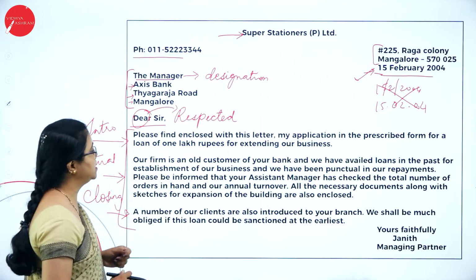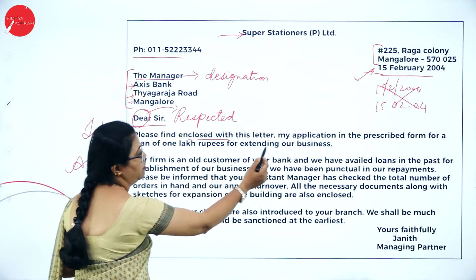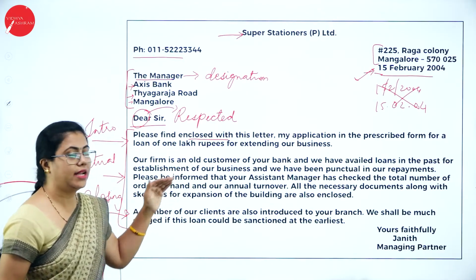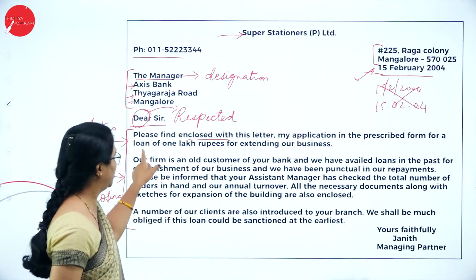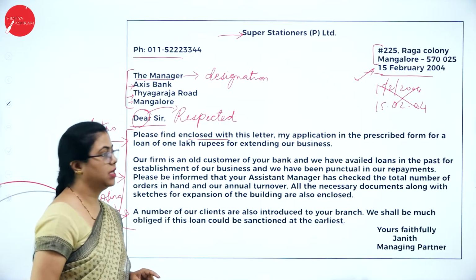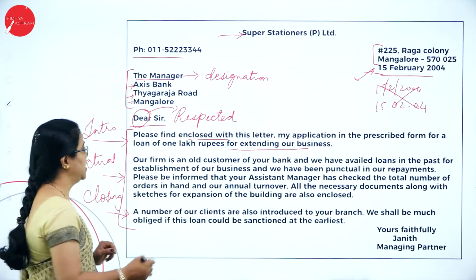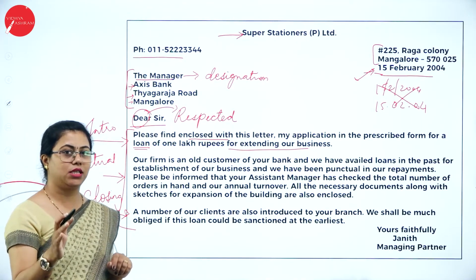So here, please find enclosed with this letter, so he is enclosing something, my application in the prescribed form. The bank itself has a prescribed form in order to apply for a loan of 1 lakh rupees for extending our business. So this person is asking for a loan, not OD. This person is asking for a loan.